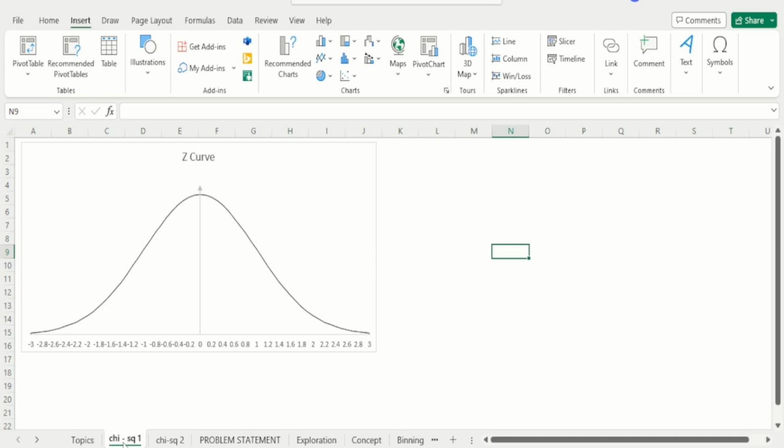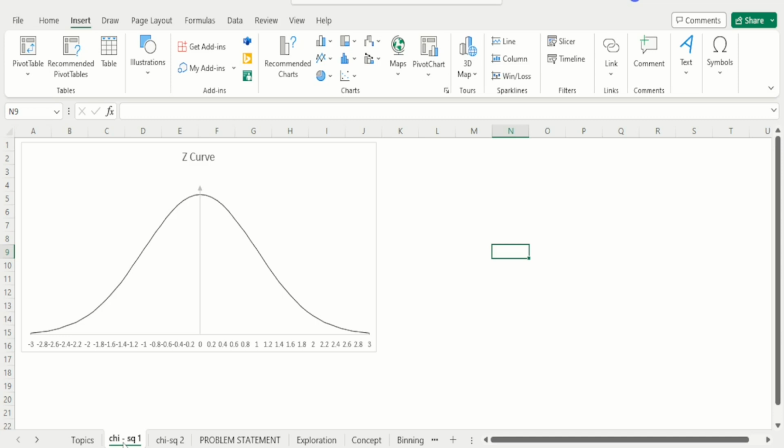Now, having said that, what you see on the screen right now is a standard normal distribution. And when you create a chi-square distribution out of this, which is nothing but the square of a standard normal distribution, you end up with different graphs. An important thing to remember is that chi-square distributions depend on the degrees of freedom.